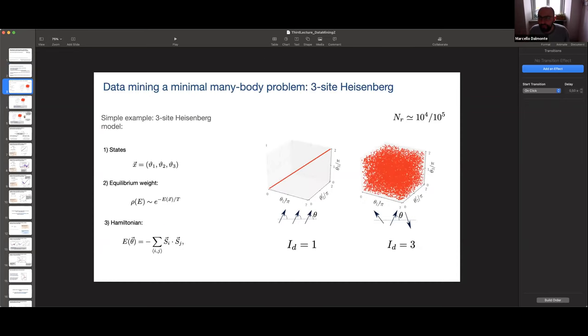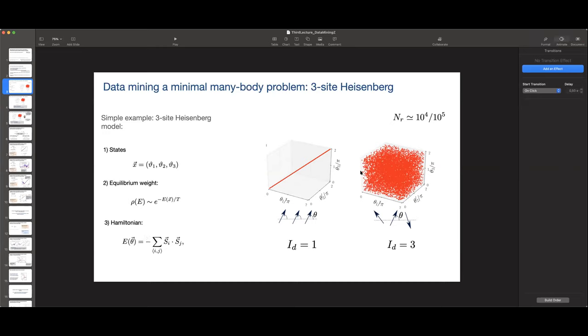So I want to come back to this minimal classical many-body problem. Now we have this three-site Heisenberg model, and we are labeling all the states with these values theta 1, theta 2, and theta 3, so that each state is represented by a single point inside a cube. And now we want to sample our partition function with respect to the statistical mechanics weight e to the minus energy over temperature. And the Hamiltonian is nothing but the Heisenberg Hamiltonian, so it's just spin-spin interaction.